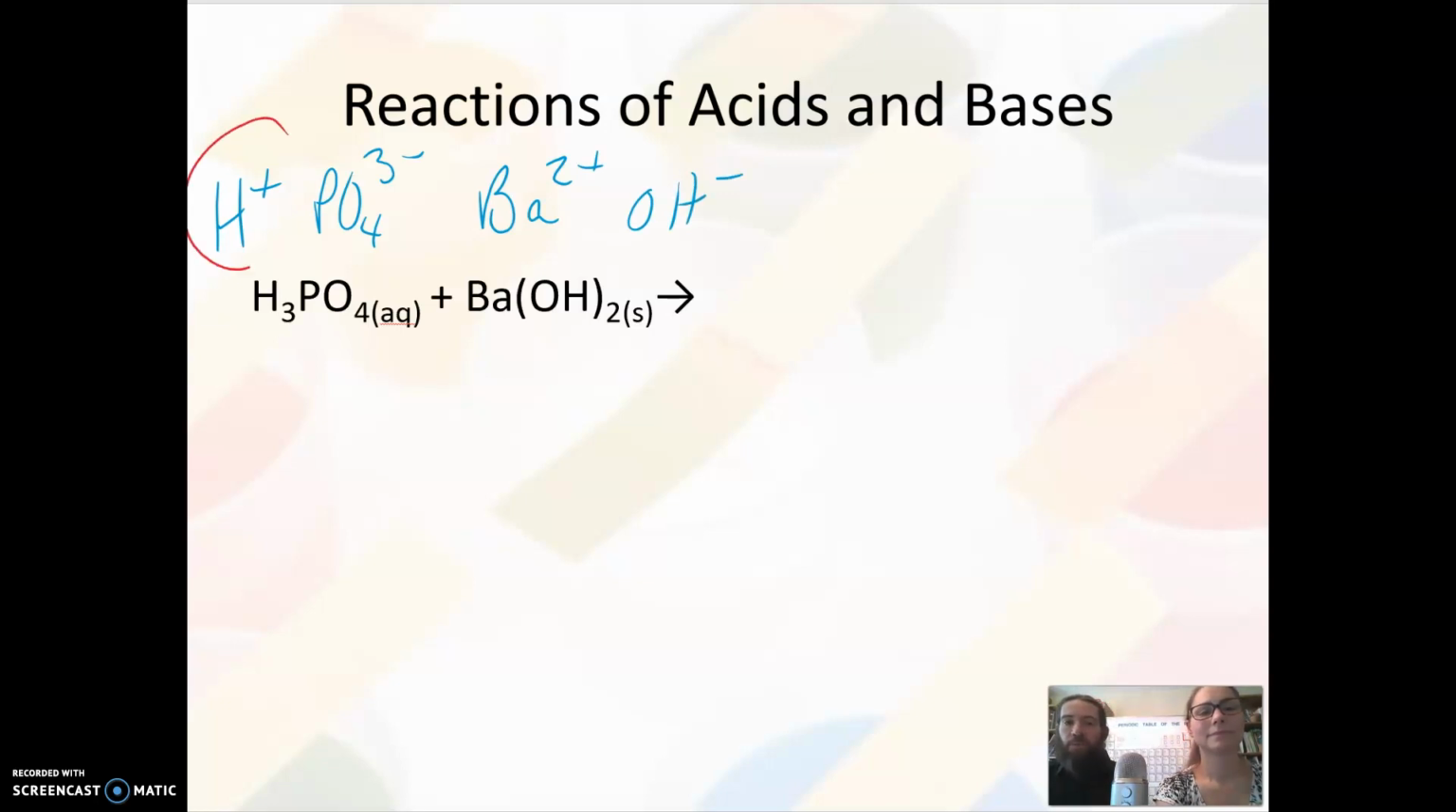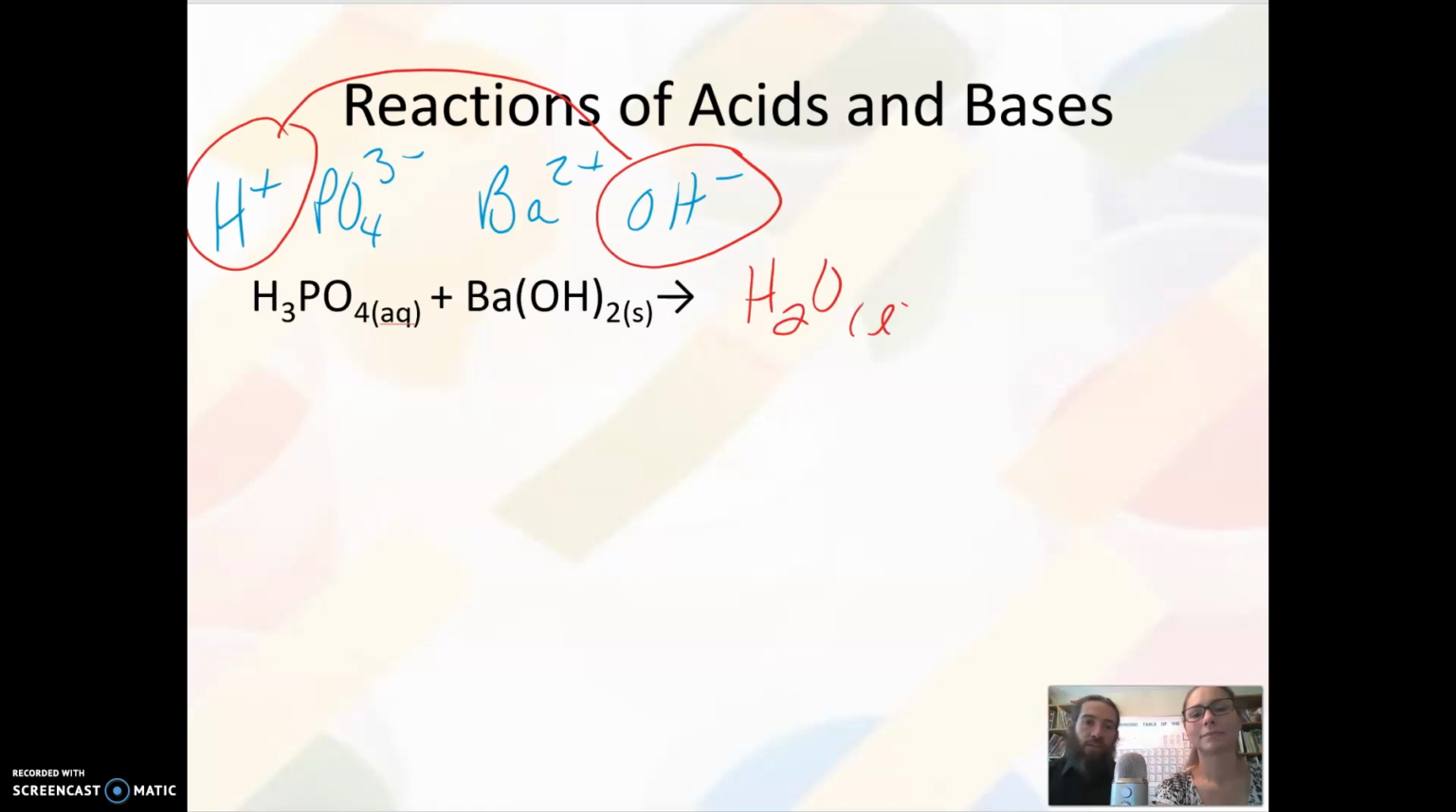We can predict these products by doing a double displacement type arrangement. So the H is going with the OH to form water, which is liquid. And the barium is going to combine with the phosphate. And this one's going to be a little bit tricky to make neutral. We're going to need 3 bariums and 2 phosphates to make a neutral compound. So that has no charge on it.